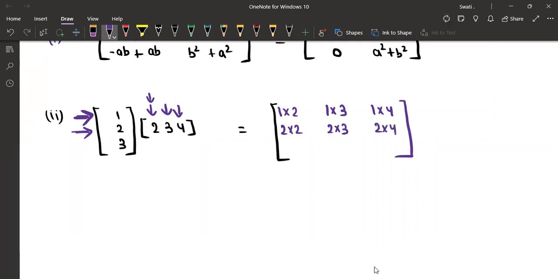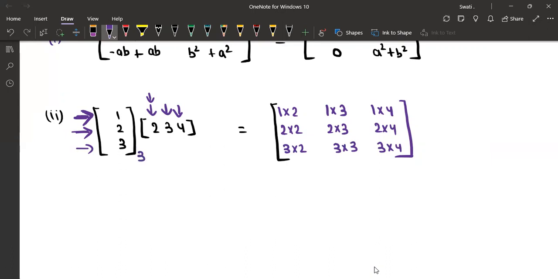Now we are done with the second row. Next is third row, first column, that means 3 times 2. Then 3 times 3 and then 3 times 4. It's as simple as that. There is also one thing. I have already explained how to do this in my first exercise, exercise 3.1, how to write down the order of the matrix. Here we have 3 rows. We always write down the order of rows first.